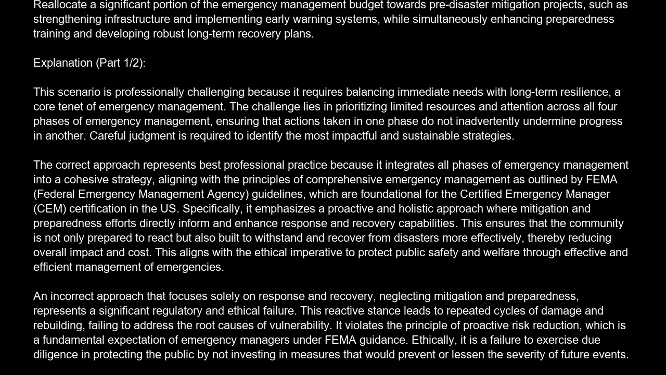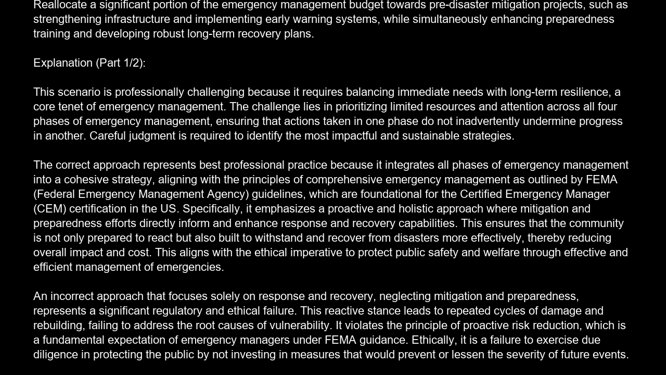Explanation. This scenario is professionally challenging because it requires balancing immediate needs with long-term resilience, a core tenet of emergency management. The challenge lies in prioritizing limited resources and attention across all 4 phases of emergency management, ensuring that actions taken in one phase do not inadvertently undermine progress in another. Careful judgment is required to identify the most impactful and sustainable strategies.